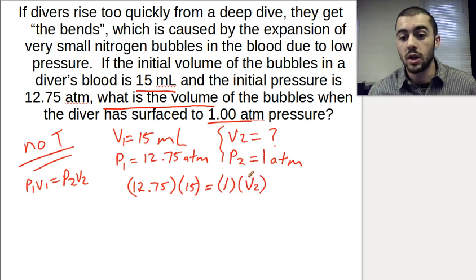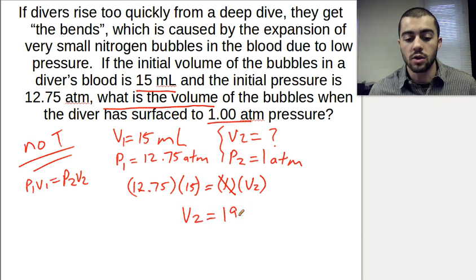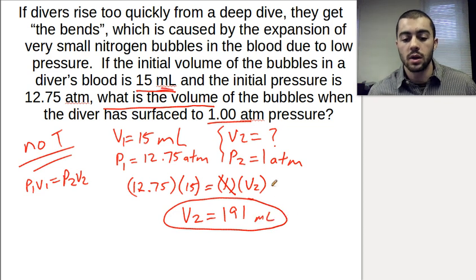So there's actually not much solving to do here. This V2 times 1, we could just drop that 1 out and we still have V2 here. So we multiply 12.75 by 15 and we get V2 equals 191, and that's going to be in milliliters because that was our original measurement up here.